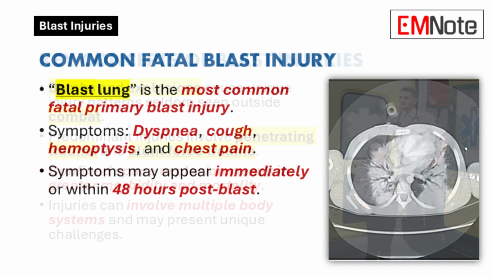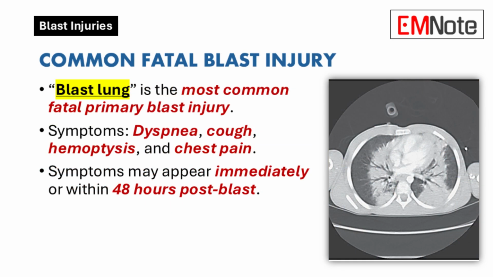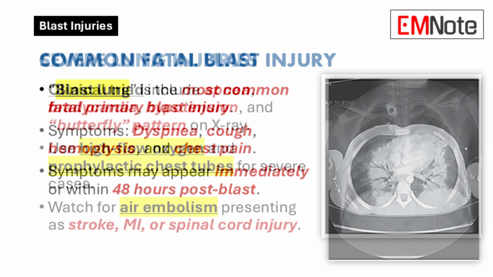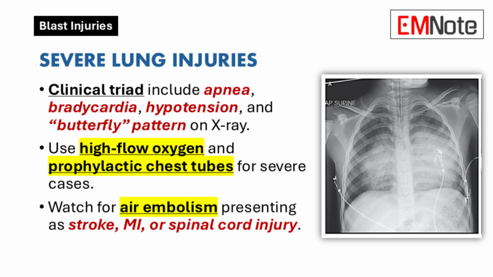Indeed. Let's go back to blast lung for a moment. You mentioned earlier that it's the most common fatal primary blast injury. Right. Are there any specific recommendations for managing these patients, especially when it comes to oxygen therapy? Yeah. High flow oxygen is crucial for preventing low blood oxygen levels in patients with blast lung. We typically administer this through a non-rebreather mask, continuous positive airway pressure, or an endotracheal tube, depending on the severity of the injury.